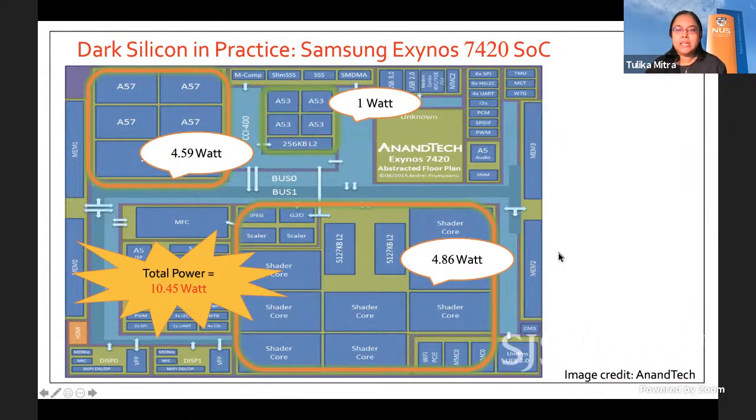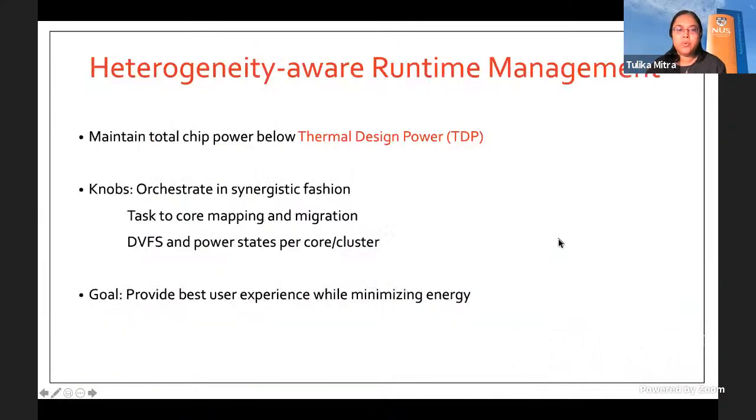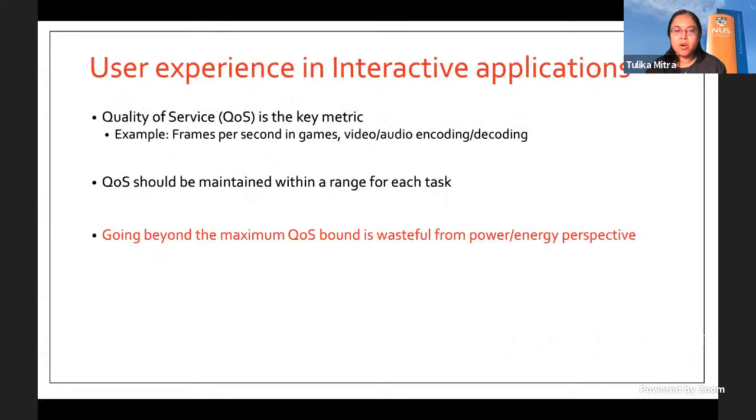So what you really need to do is remain within that thermal design power, but at the same time, you need to be able to provide the performance that you need. So you need to map the tasks to the appropriate core and migrate if necessary, as well as do dynamic voltage frequency scaling for each of the cores or clusters, depending on what application is running.